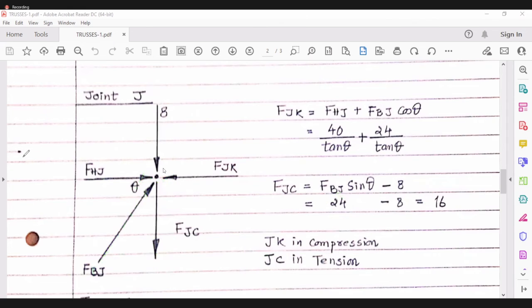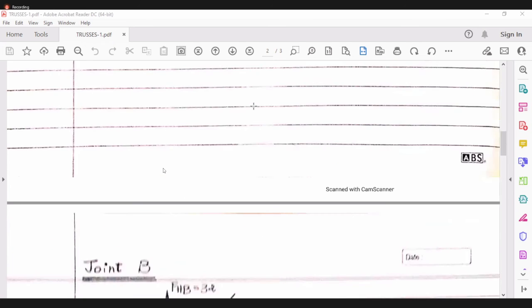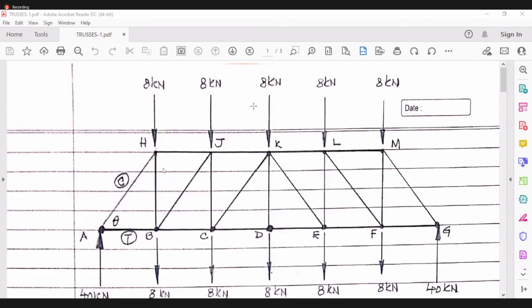Now, we come to the point B. Now, point B is unique. Point D, sorry, not B.